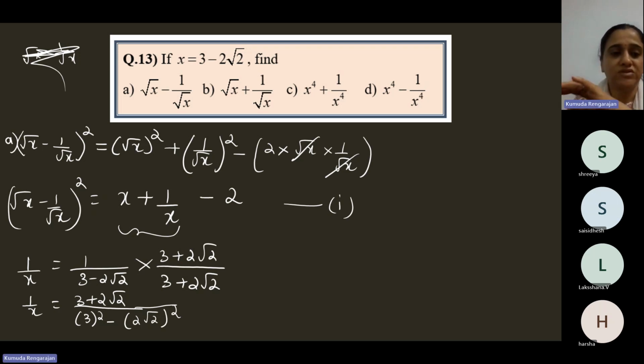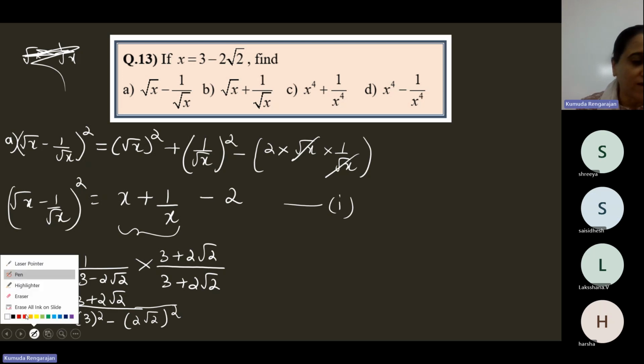I can repeat the procedure. We need to find the value of root x minus 1 by root x. Square that expression and expand it using the identity a minus b the whole square. So you get root x the whole square, a square, plus b square, 1 by root x the whole square, minus 2ab, minus 2 into root x into 1 by root x.